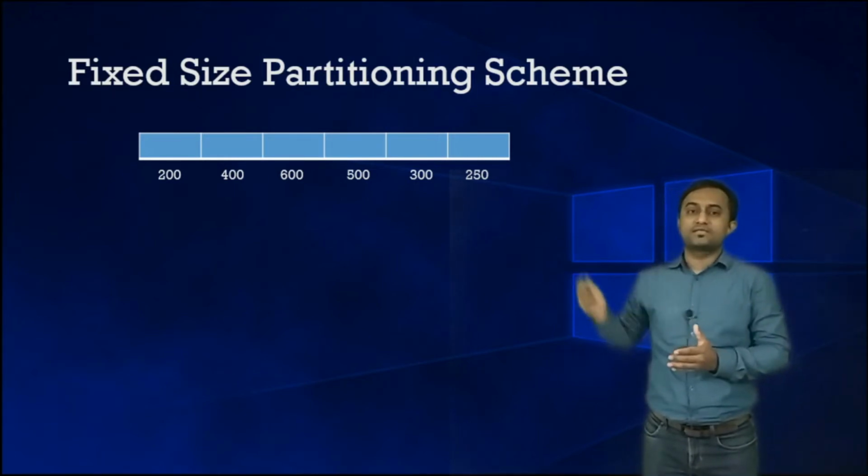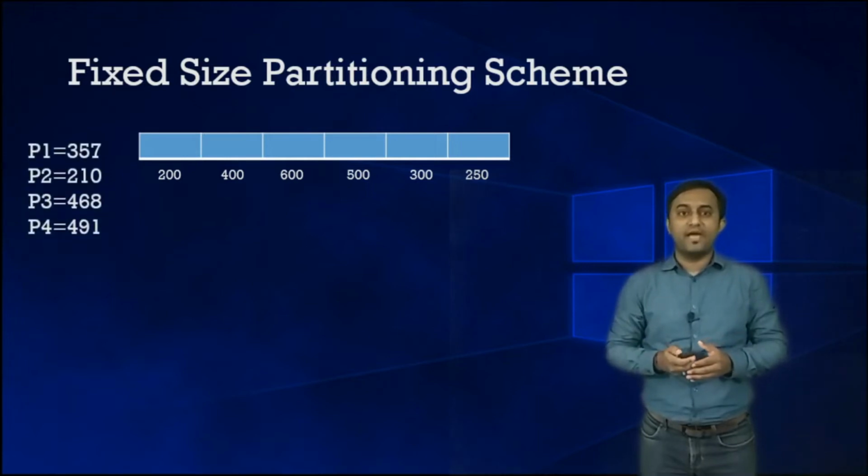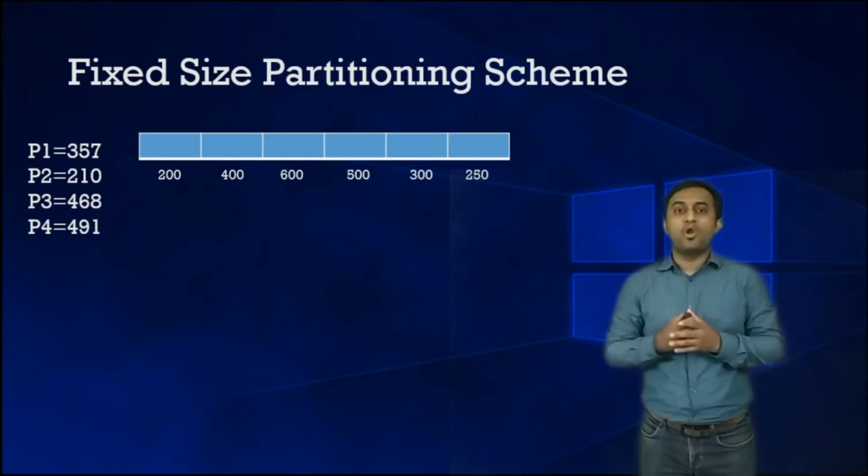So now let us discuss the various processes that we have. P1, P2, P3 and P4. These are the requested processes that need to be accommodated in these particular memory blocks.